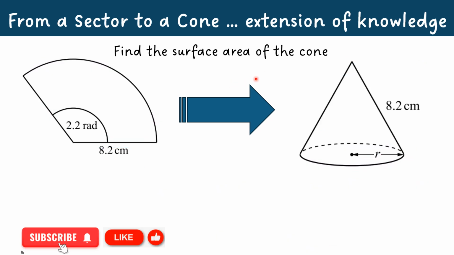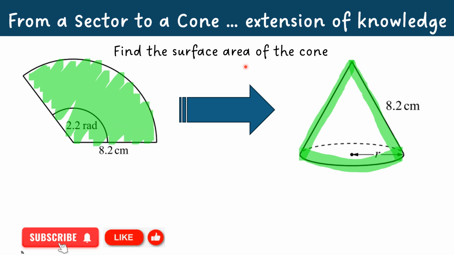Now let's take a look at the extension of what we have learned earlier on. Even though this is not tested in the specimen paper, I think it is good to know. Basically, same approach. We have a sector to fold into a cone. But in this case, instead of finding the base radius, I want to find the surface area of a cone. What you would need to know is that the curved surface area of the cone is actually the area of the sector.